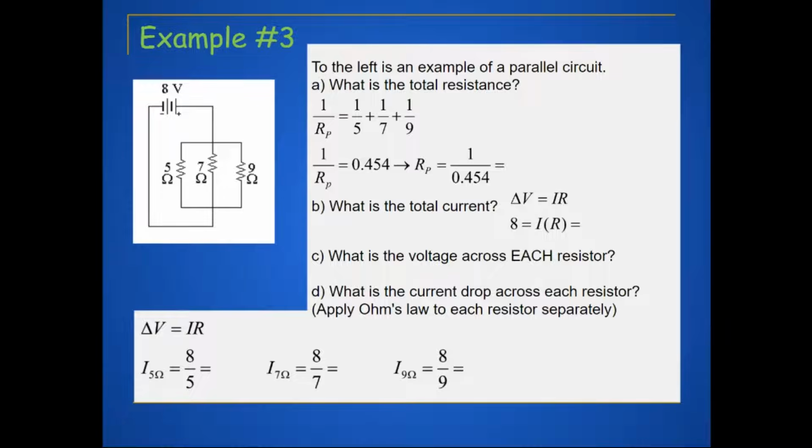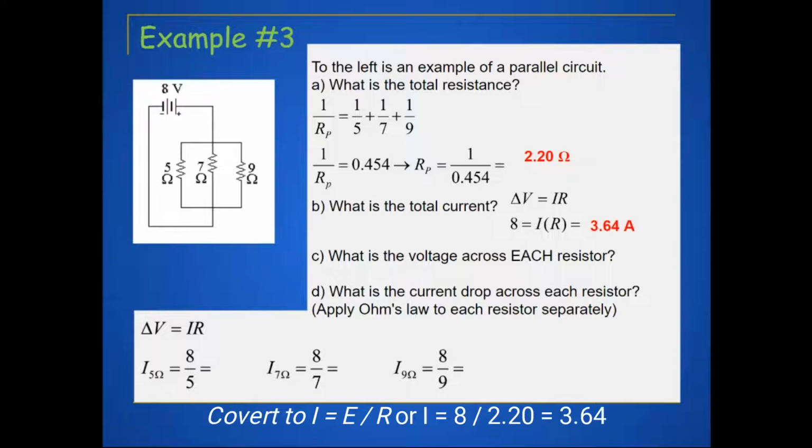So now we have to divide that. 1 divided by 0.454 will equal 2.20 ohms across each resistor. So what's the total current? Again, we're using Ohm's law. So V equals I times R. 8 equals, and we know R, so it's going to be 8 divided by 2.20 equals 3.64.